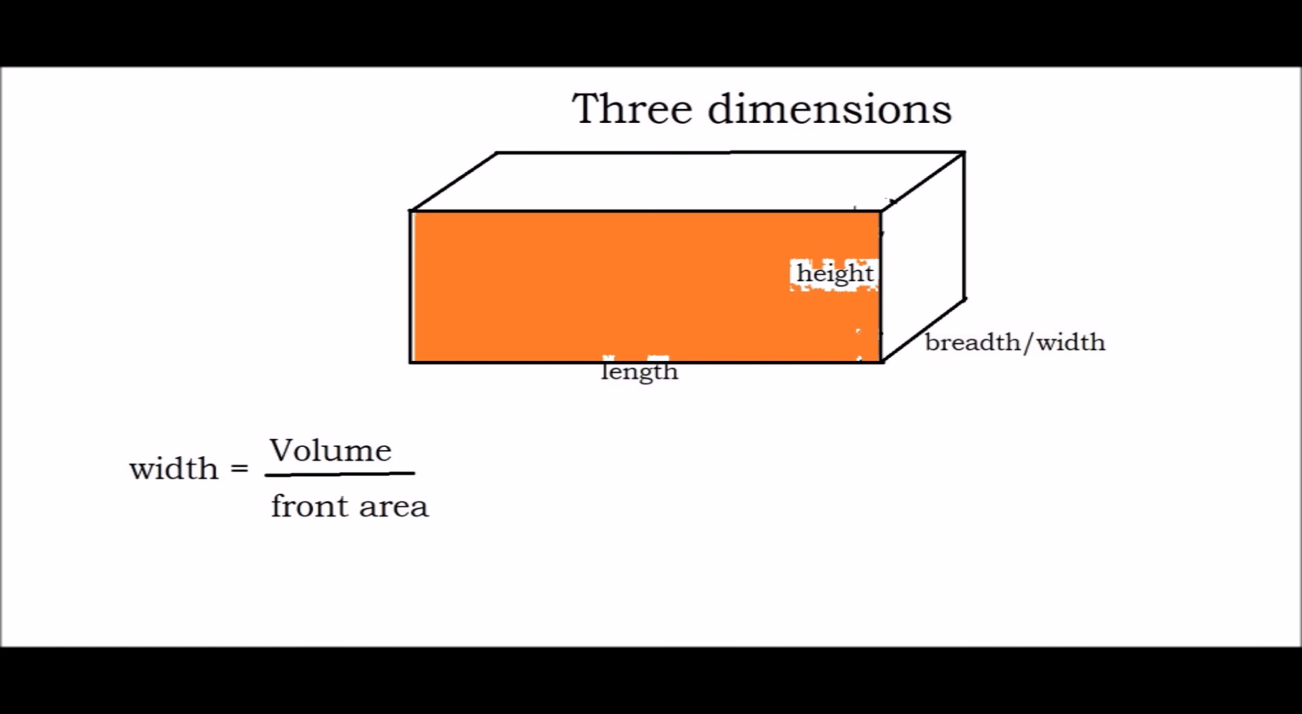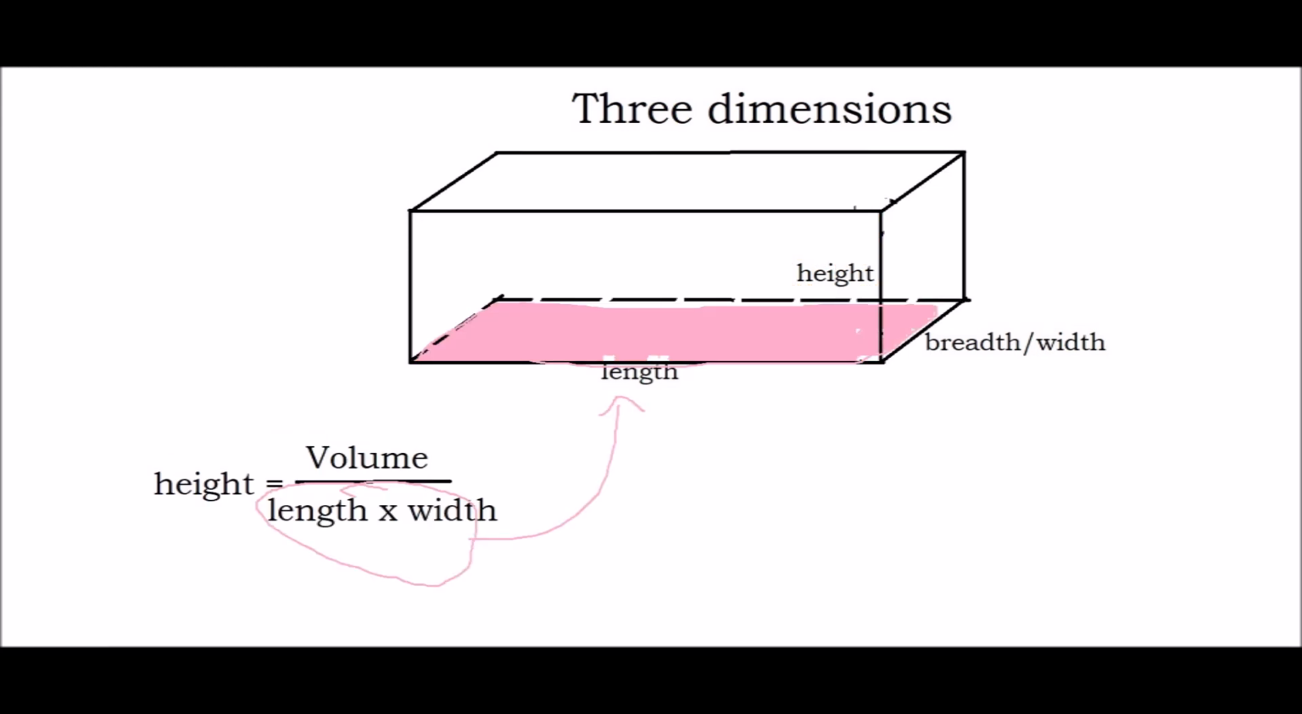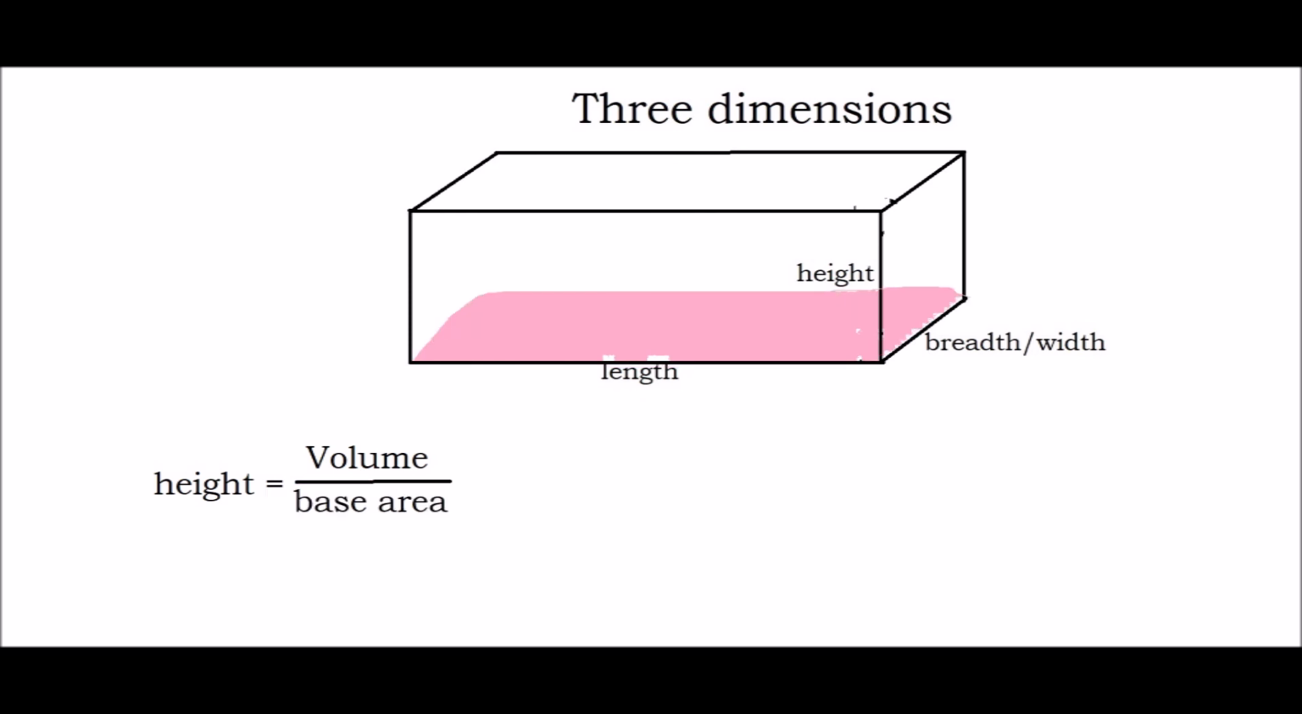And the last one, height, is volume divided by length times width. Length times width is this base area. Therefore, height is volume divided by base area.